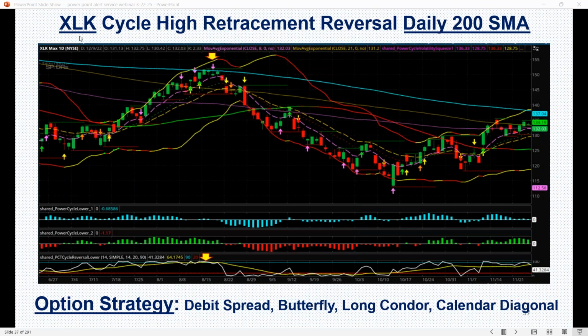Here's XLK, the technology ETF, coming up here. That blue is the 200-day. So it gets up here. Look at that, it's starting to get reversals, those arrows here. See these reversals? And it can't get through it. And then what does it do? It rolls over. So this is great for credit spreads, debit spreads, just different things there. All right, so those are really key for helping me decide what's the best option strategy to use based on that market condition.